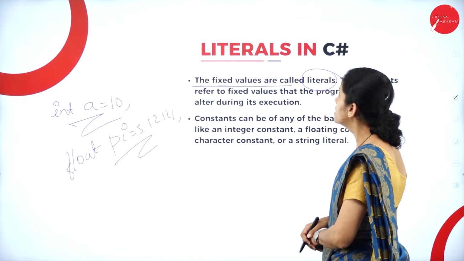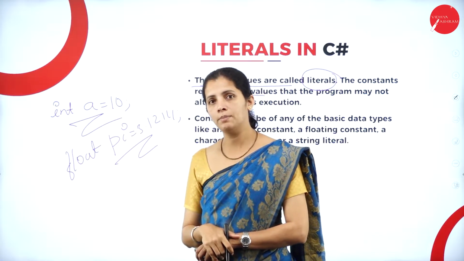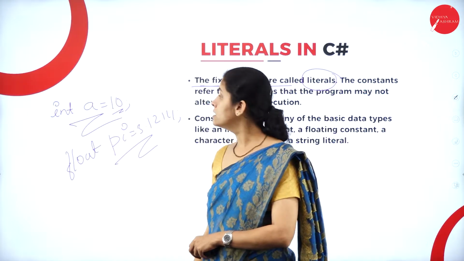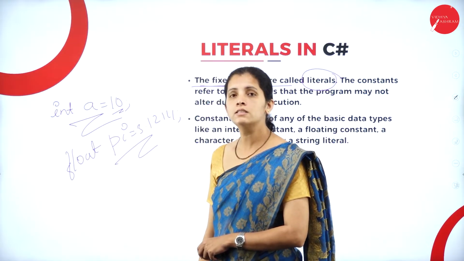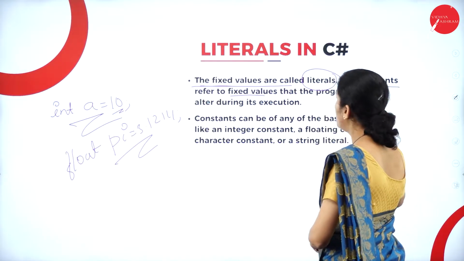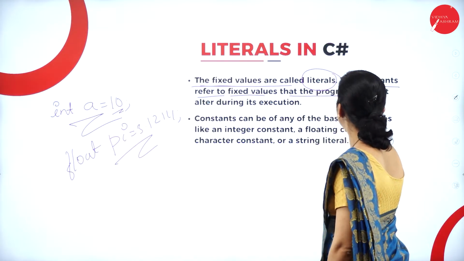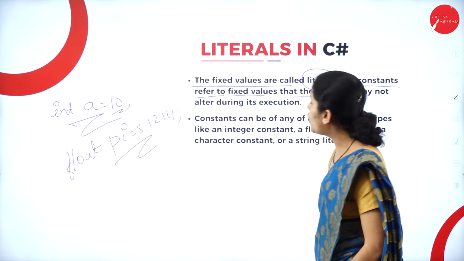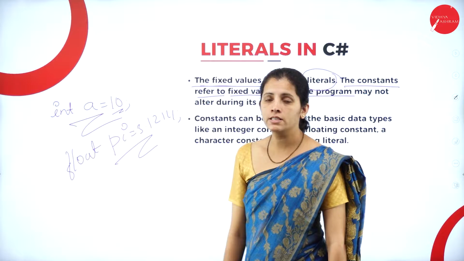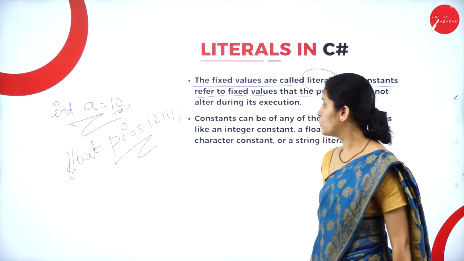The constant refers to a fixed value. So what is a fixed value? That is nothing but the constant value. So what is the constant value I have here? That is 10. And this remains the same throughout the program. So the constants refer to fixed values that the program may not alter during its execution. That means these constants are not altered during the execution of the program.